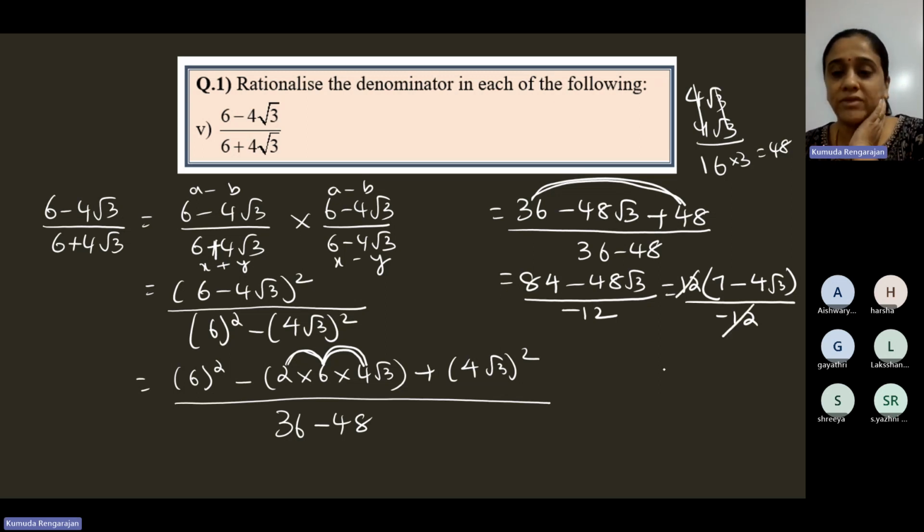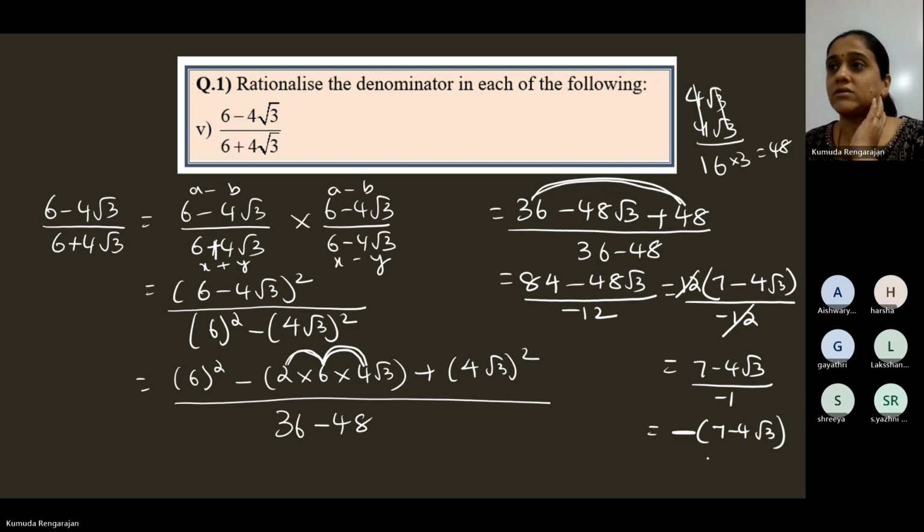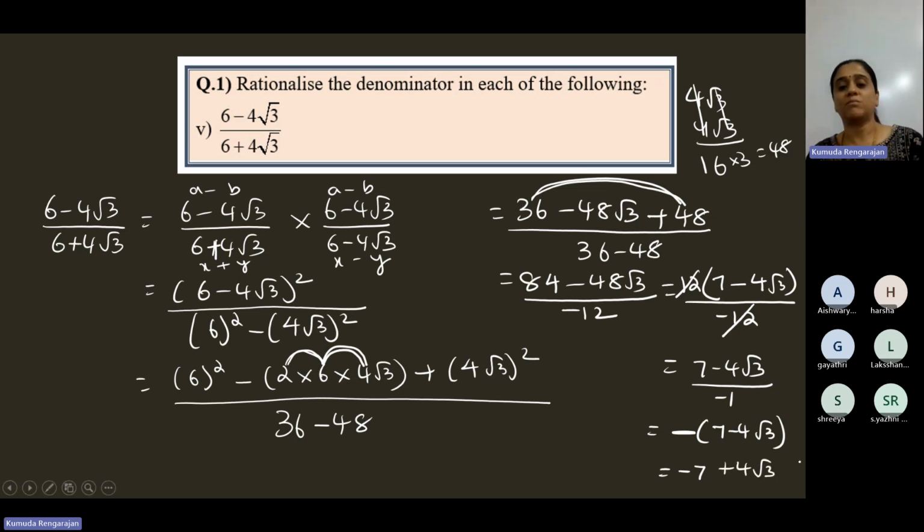Correct? So that is equal to, by minus 1, so we have to take by minus 1. So you'll have to take that minus sign up to the numerator. So it will be minus 7 plus 4 root 3. Minus 7 plus 4 root 3.